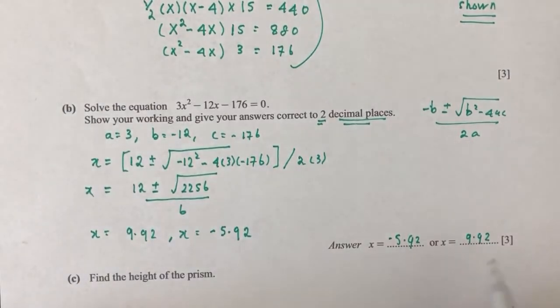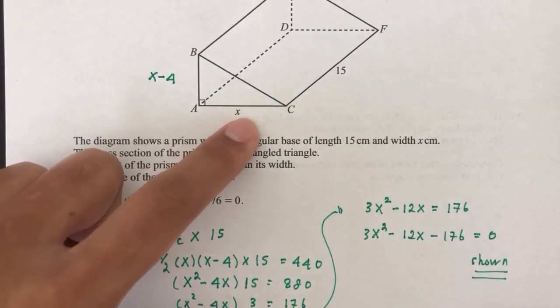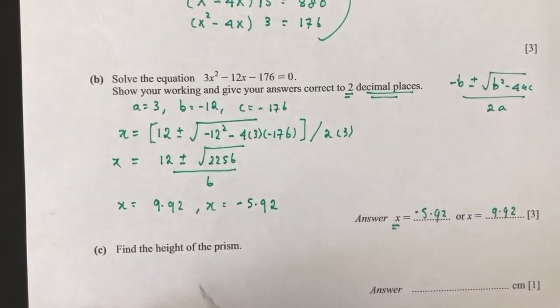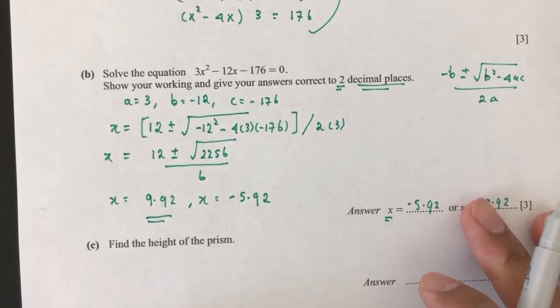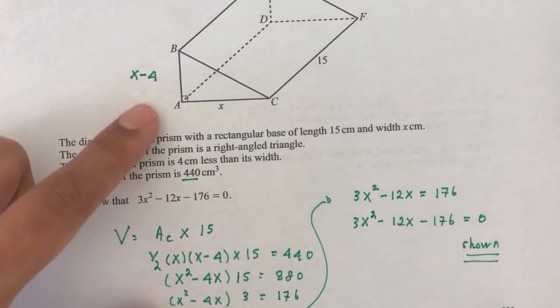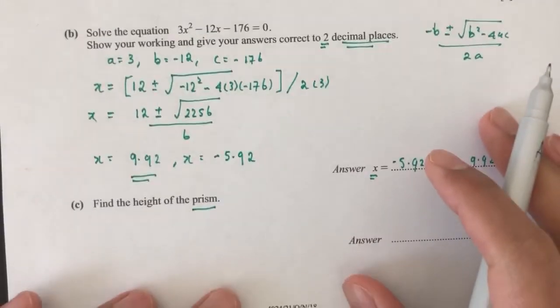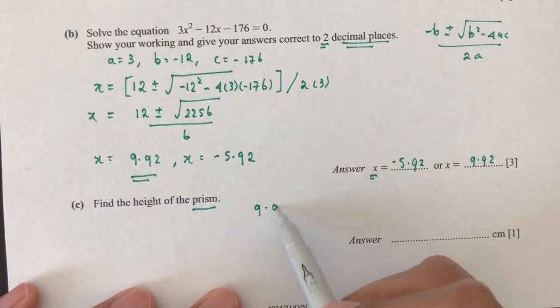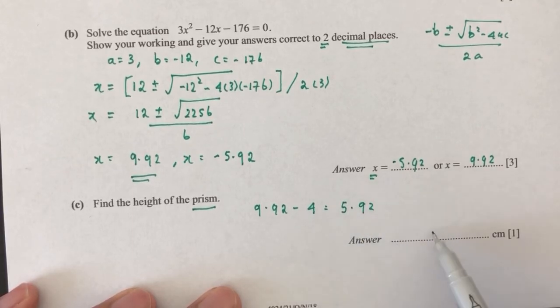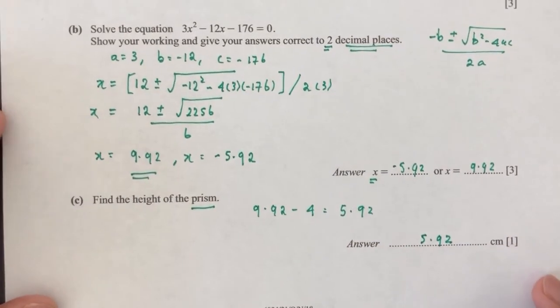So now you have to know, what does x represent? As you can see here, x represents the width of this object, so it cannot be negative. So you know that moving on, you have to take x as this value for the next questions. So part C, find the height of the prism. So what is the height? The height is x minus 4. So x is 9.92 minus 4. That will be 5.92. 5.92 centimeter for the height of the prism.